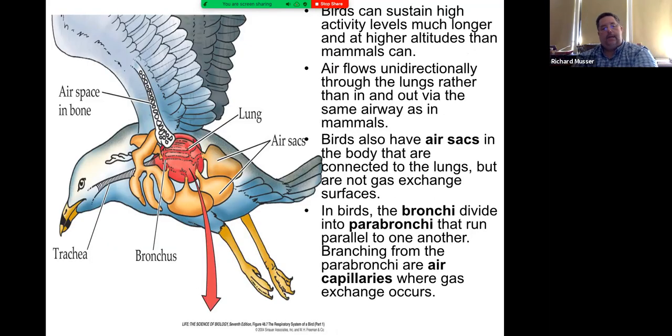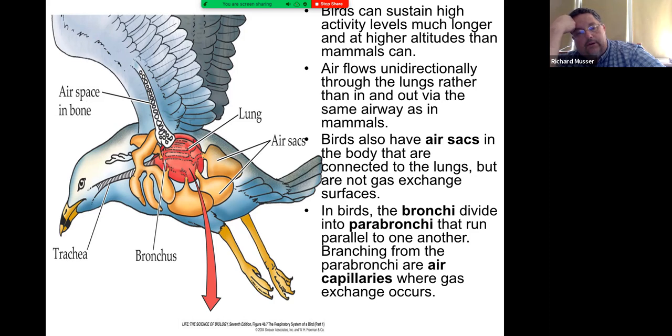Now birds have high metabolism, so they need modified lungs to maximize the amount of oxygen pulled out of the environment. So here's their trachea. The trachea leads to lungs. And then they lead to these air sacs. These air sacs are connected to the lungs, but are not involved in gas exchange. So what happens is the air sacs fill up with air and then pass it over to the lungs in such a way as to really maximize the absorption of oxygen out of the environment.